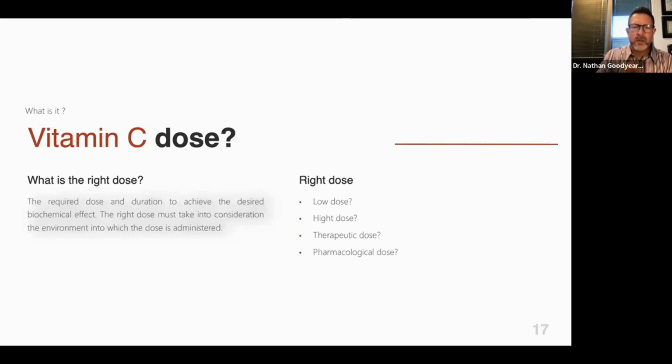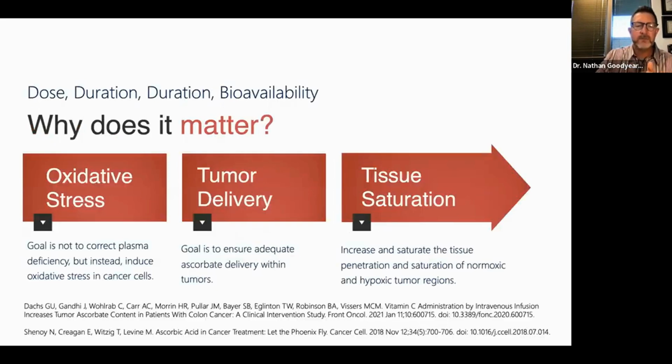The tide's turning on vitamin C. The science is showing that. Many doctors aren't up to speed on it, but if you're going to use vitamin C in the treatment of cancer, please go to somebody like here at Brio, where we're going to treat you as a patient with cancer. We're going to follow the science in that. So why does it matter? Well, it's about dose, it's about duration, it's about bioavailability. Should be frequency, a little bit of a typo there.